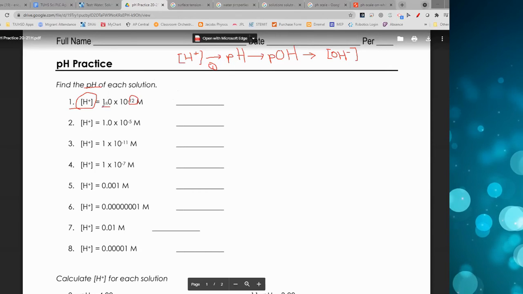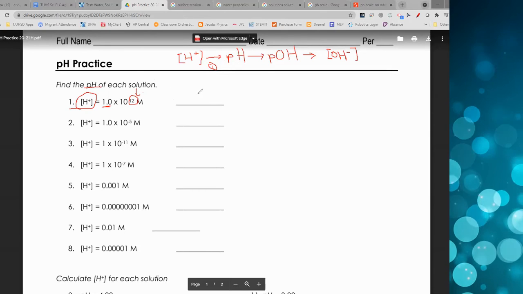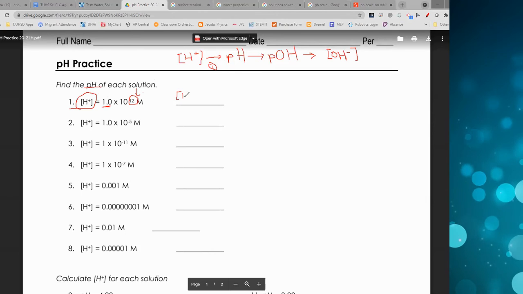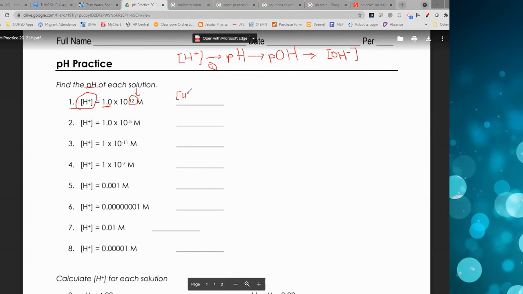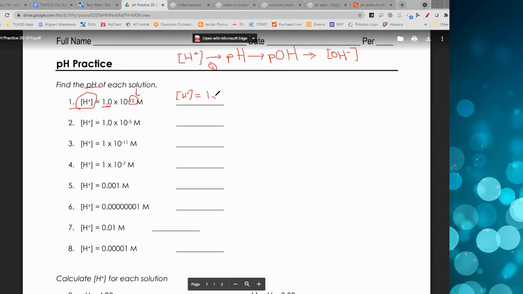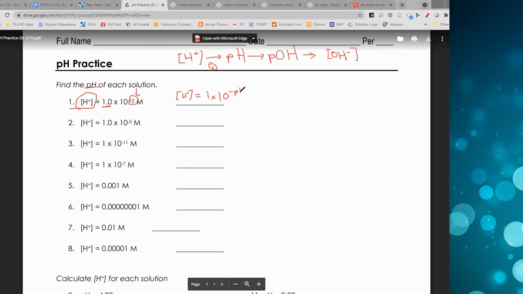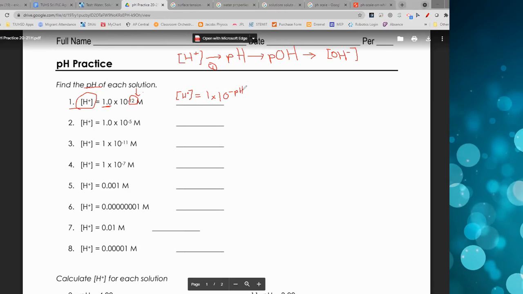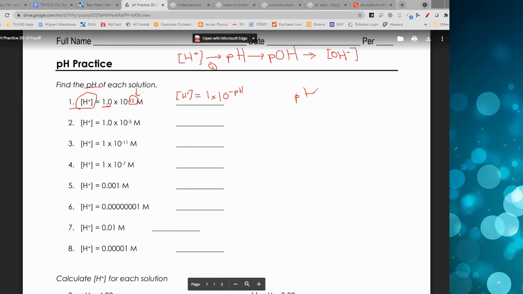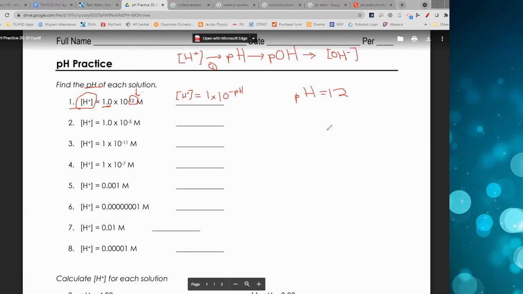Assuming this is a 1 out front, then the exponent itself is the pH, because the equation for the concentration of H plus is equal to 1 times 10 to the negative pH. So the exponent itself is the pH. So the pH here is equal to 12. So this is a basic solution.